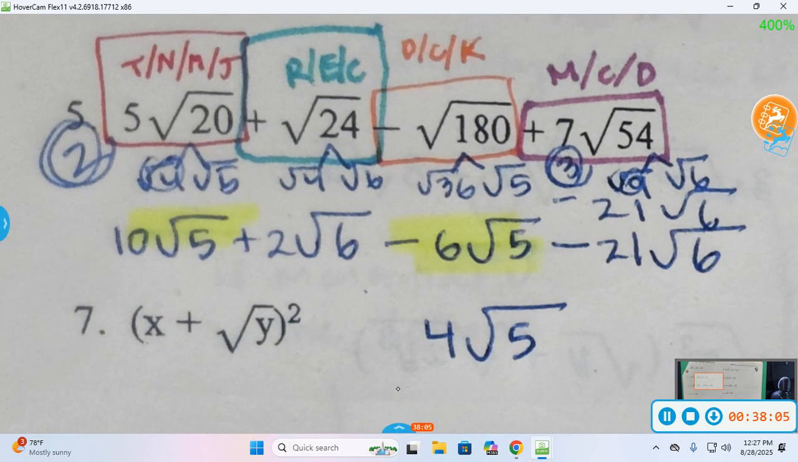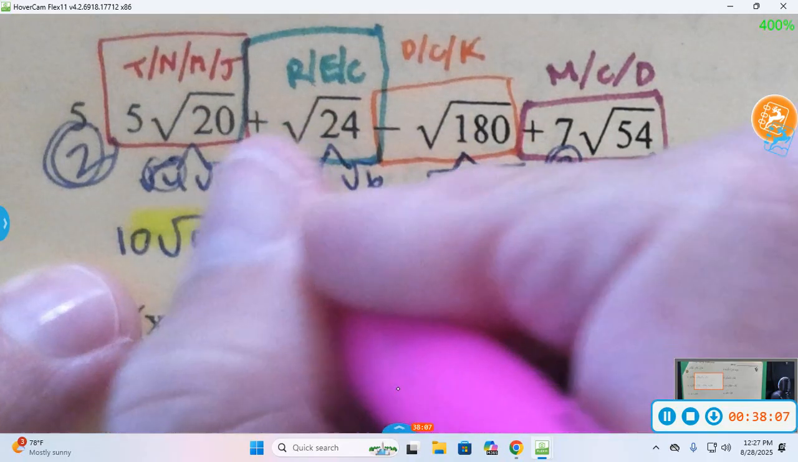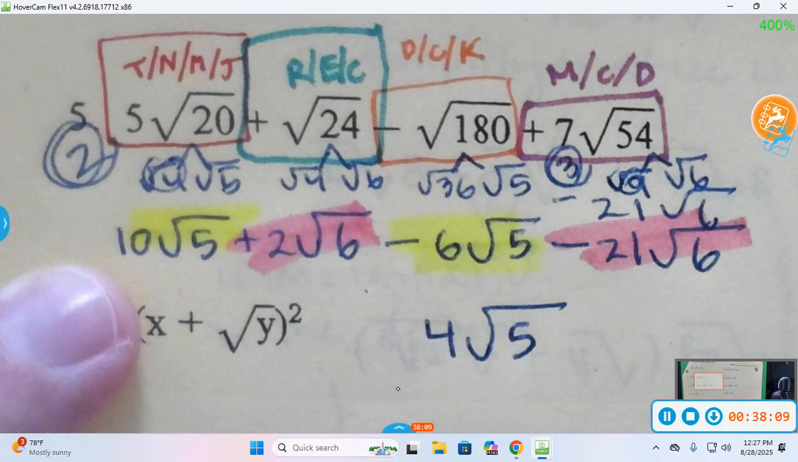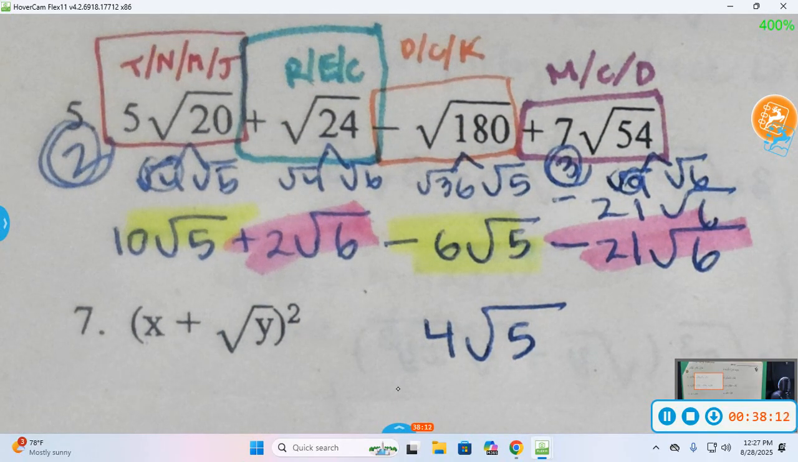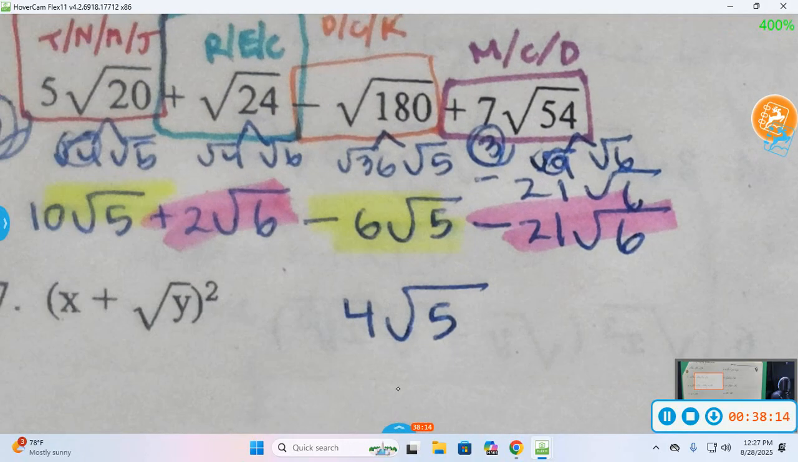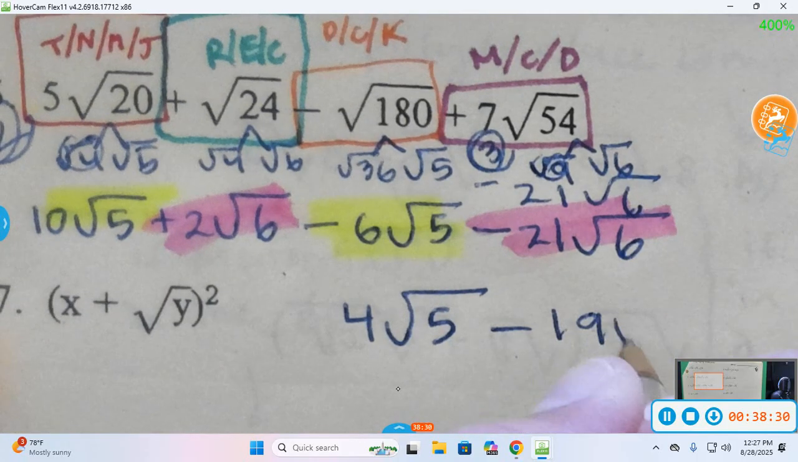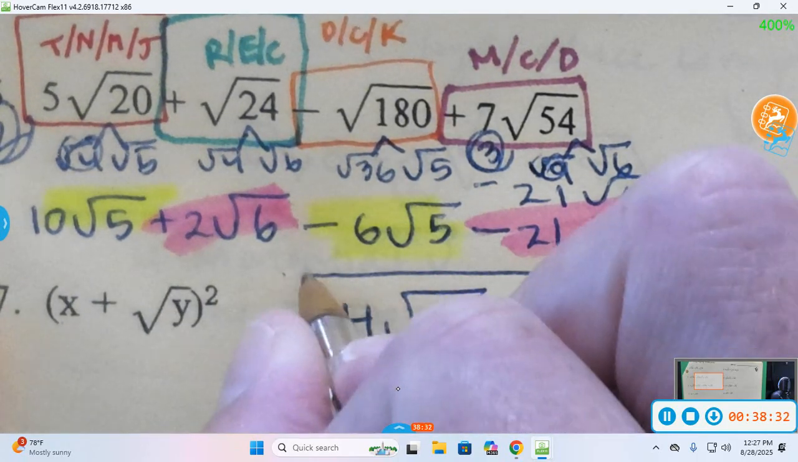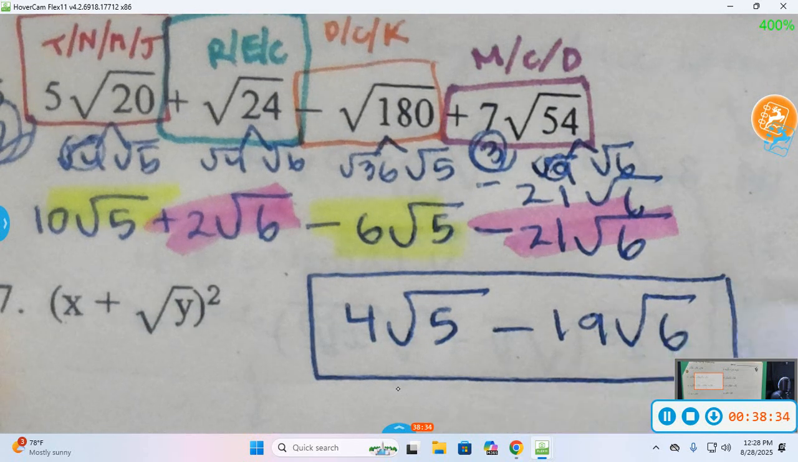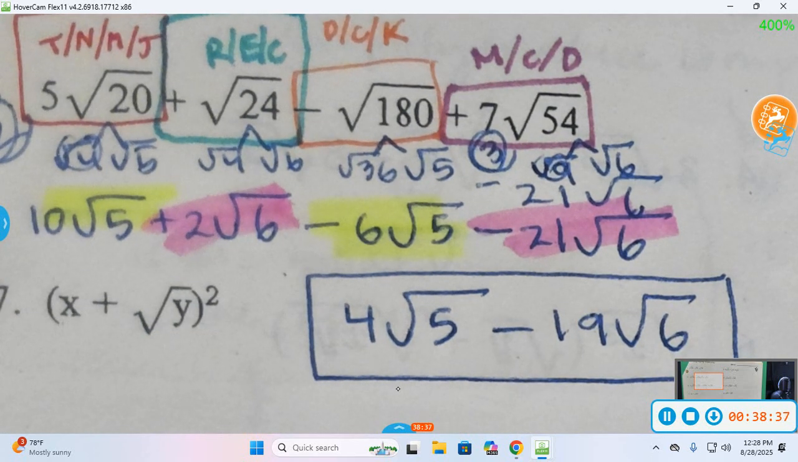And then we're going to be able to do the same thing over here. Plus 2 radical 6 and negative 21 radical 6. Those are like terms. And when you add and subtract like terms, you do nothing to the, in our first case, it was nothing to the exponents. Today, you do nothing to the radical. So 2 radical 6 minus 21 radical 6 is negative 19 radical 6. Now, again, I'm going to post this video on Moodle. And so you can go back and watch it as many times as you want to.